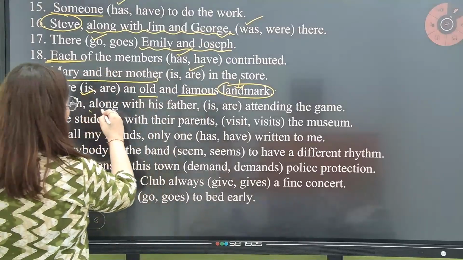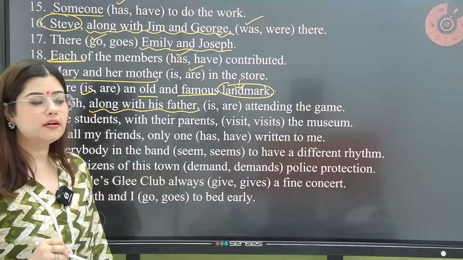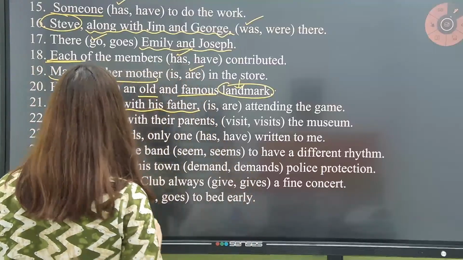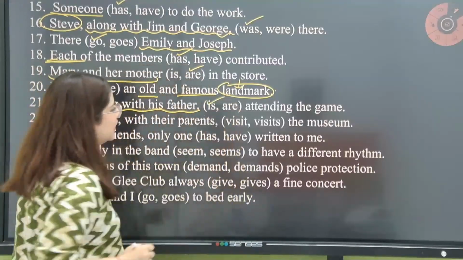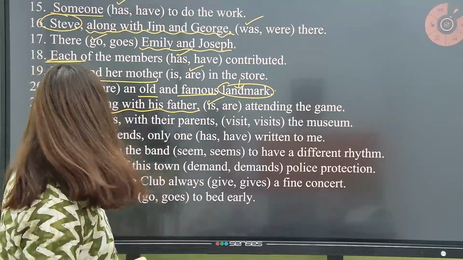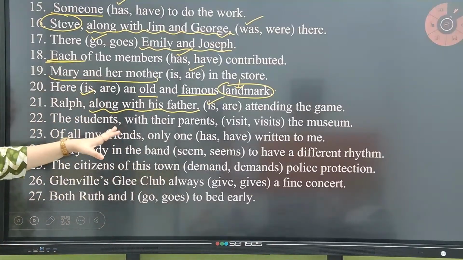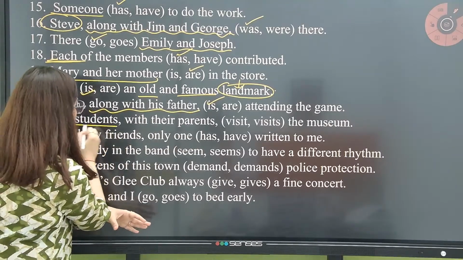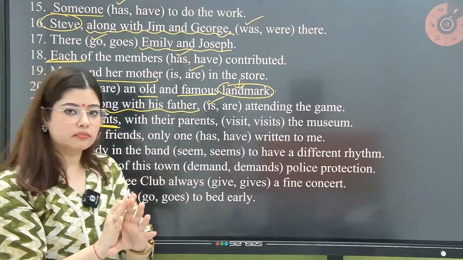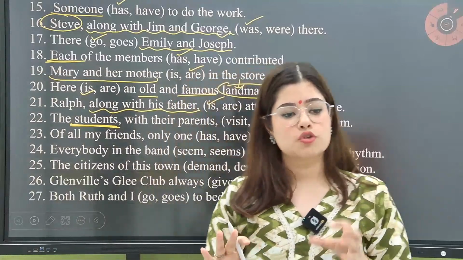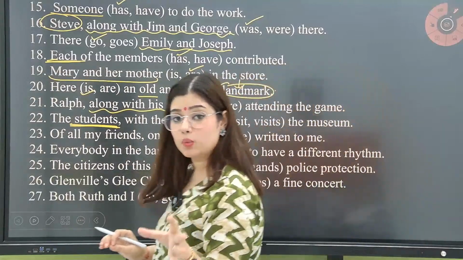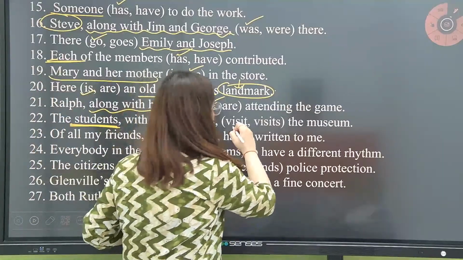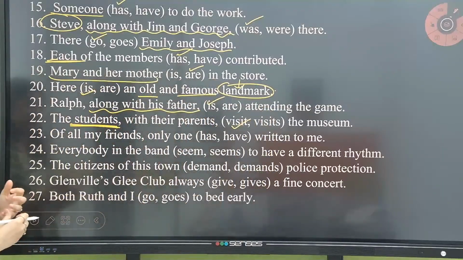Ralph, along with, we are not concerned here. Ralph, one subject, singular subject. So, Ralph, along with his father, is attending the game. The students with their parents. Now, here we need to consider that our main subject is plural. So now we will have to use a plural verb form. The students with their parents visit the museum.